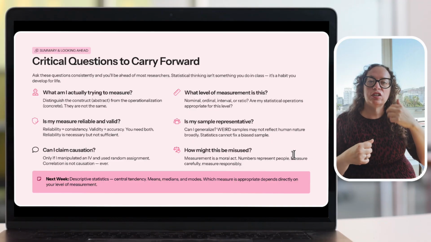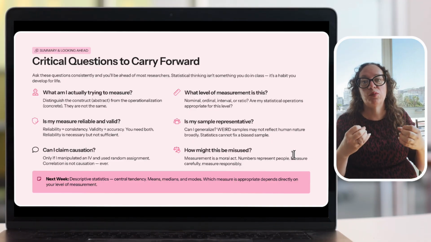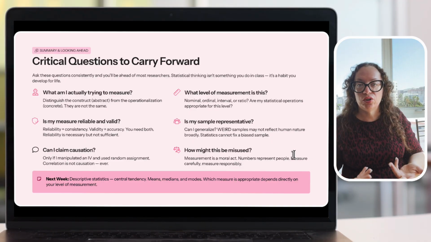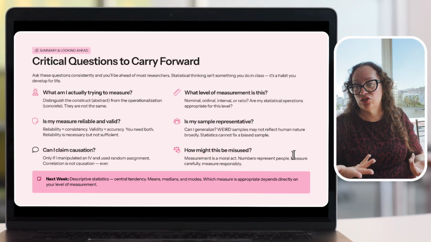Okay, so if you ask these questions consistently, you'll be ahead of most researchers. You'll think more clearly about evidence, you'll draw better conclusions, and you'll avoid lying to yourself and fooling yourself.